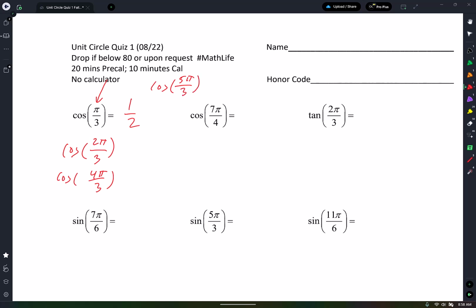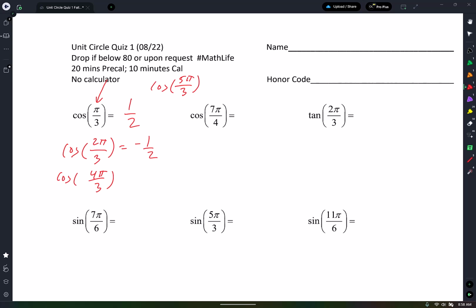Okay, check it out. Cosine 2 pi over 3. You see the 2 pi over 3? You should be thinking quadrant 2 because it's cosine, it's the x coordinate. Oh, okay. In quadrant 2, the x coordinate is negative. Oh, this must be a negative half. Cosine 4 pi over 3, you think 4 pi over 3, that's quadrant 3 because the integer in the numerator is 1 more than the denominator.